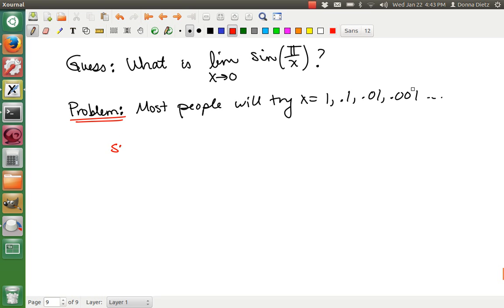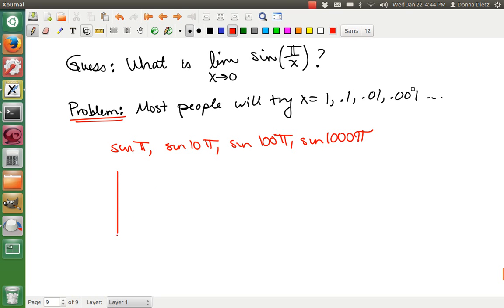With sine of x, we're going to get sine of pi. Then we're going to get sine of 10 pi. Then sine of 100 pi. Then sine of 1,000 pi. And this is a problem. Why? It's a problem because we're skipping over the sine function.